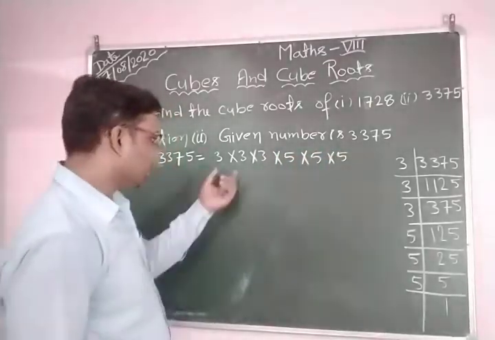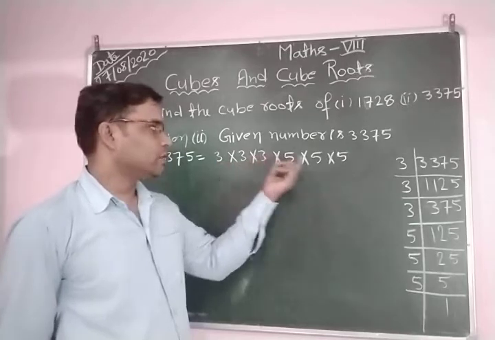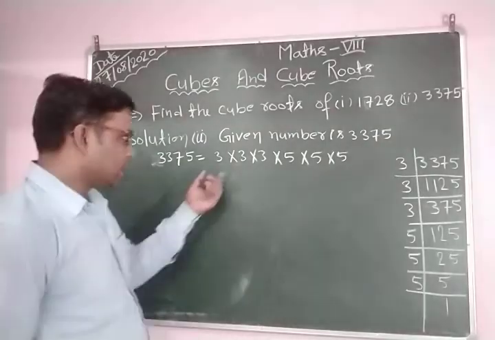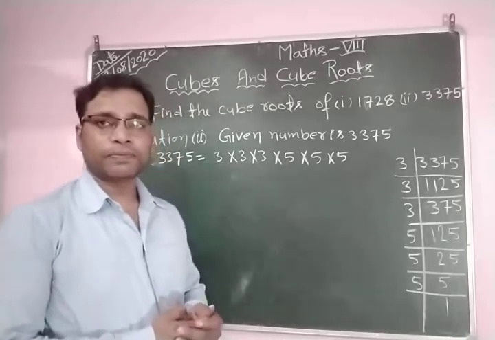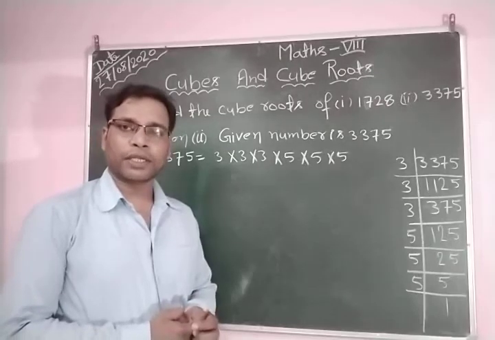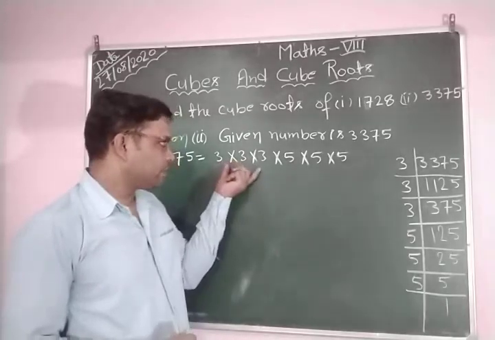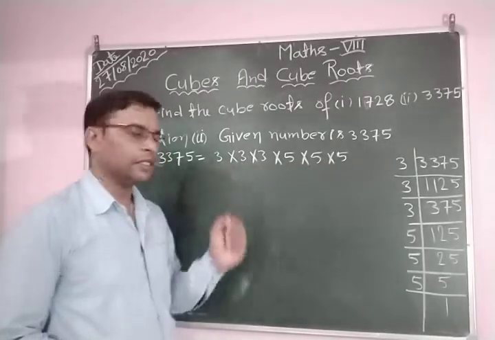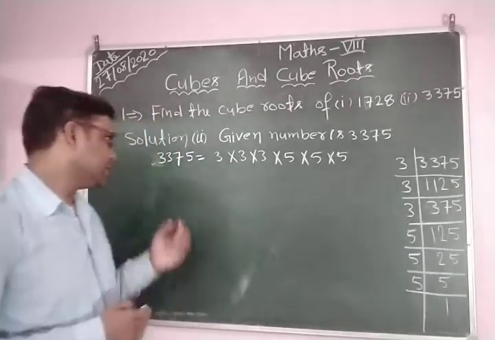Clear? So you can see here this is a group of triplet prime 3. This is a group triplet of prime 5. Okay, so this means one thing you notice here, that every cube can always be expressed as the product of triplets of equal prime numbers. You can see the product of triplets of equal prime numbers. This is a group triplet of 5. This is a group triplet of 3. Okay, so here we find the cube root of this number.